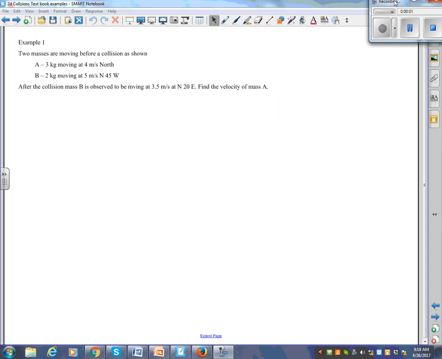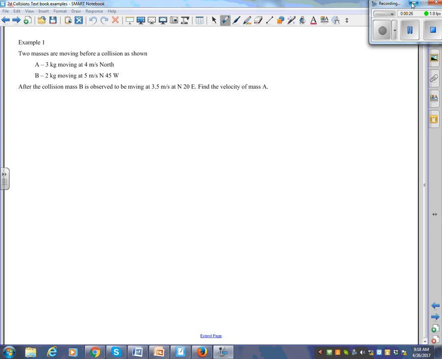Alrighty, so let's begin with 2D collisions, conservation method. This is completely a return to the idea of vectors. Okay, so we're going back in time. Two masses are moving before a collision is shown. We have a 3 kilogram mass moving at 4 meters per second north, and a 2 kilogram one moving at 5 meters per second at north 45 west. After collision, mass B is observed to be moving at 3.5 meters per second at north 20 east. Find the velocity of mass A.